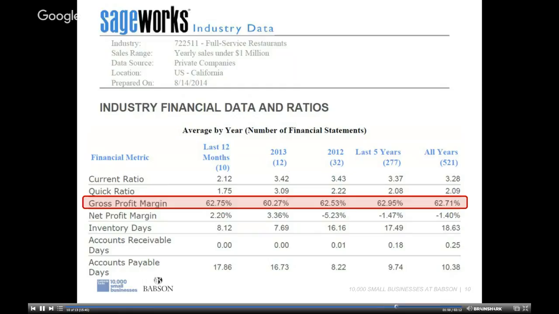Another possible explanation is how each restaurant calculates their cost of goods sold. In some cases, it may be only the actual cost paid for food and beverages. Other restaurants may include some labor or overhead expenses. Because most small businesses do not have audited financial statements, these differences in practice can be significant.